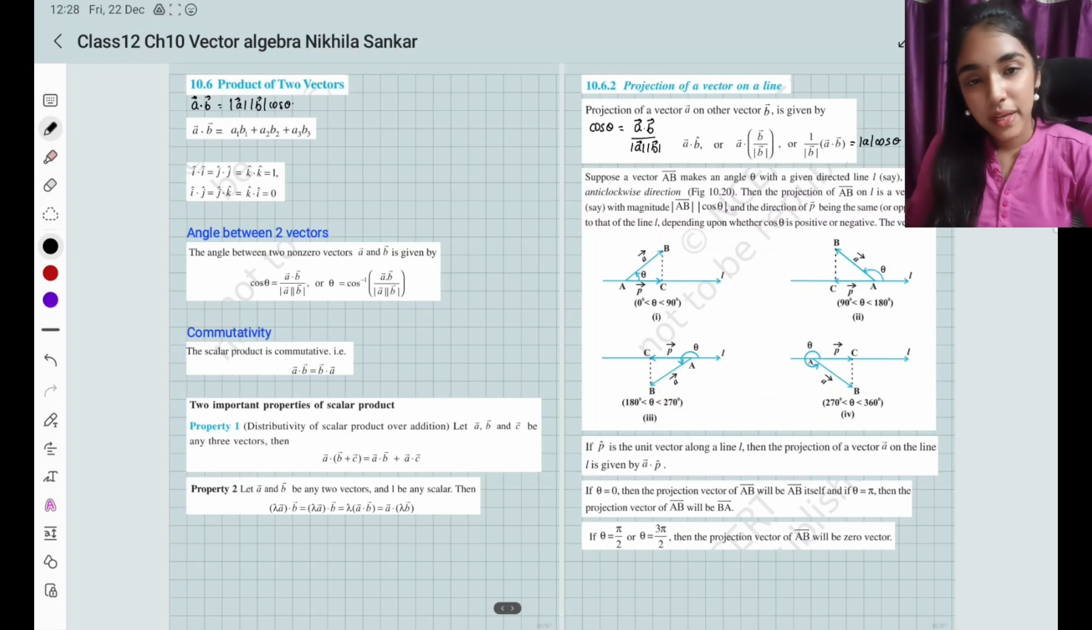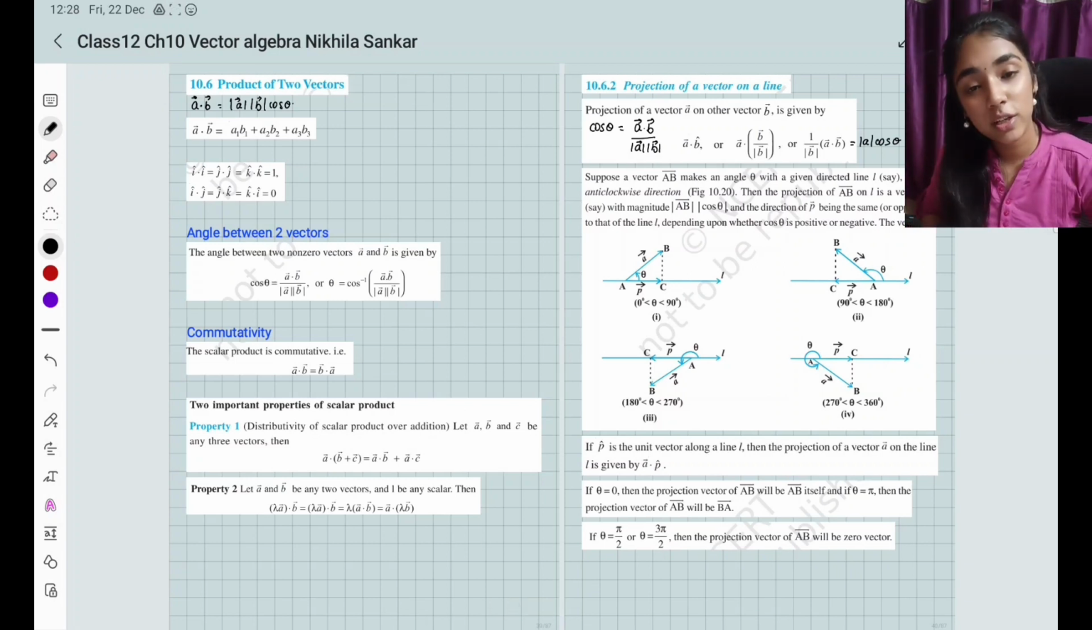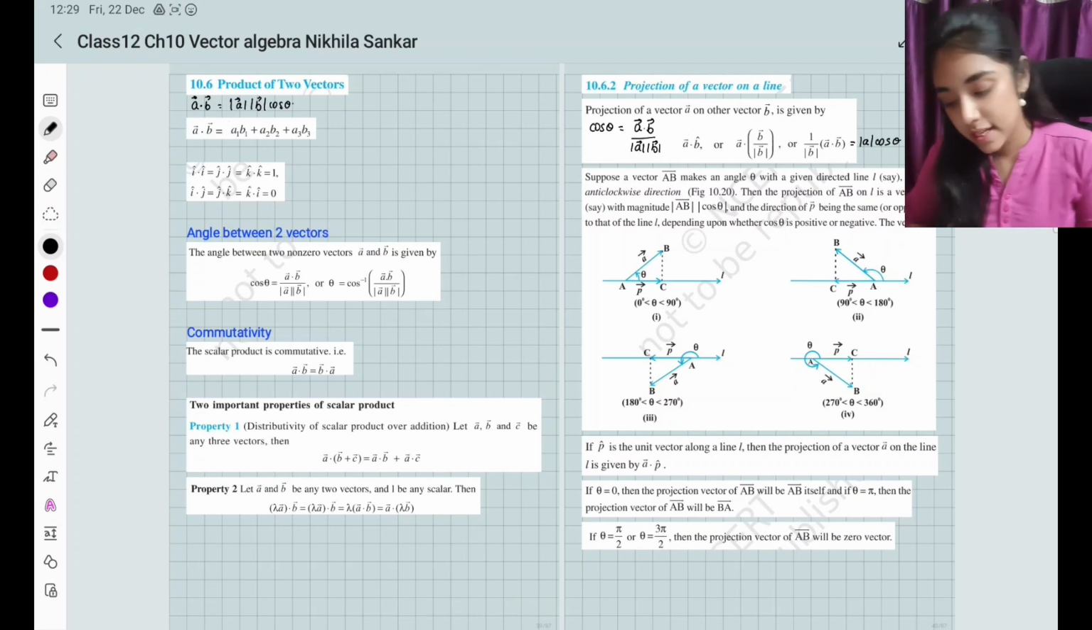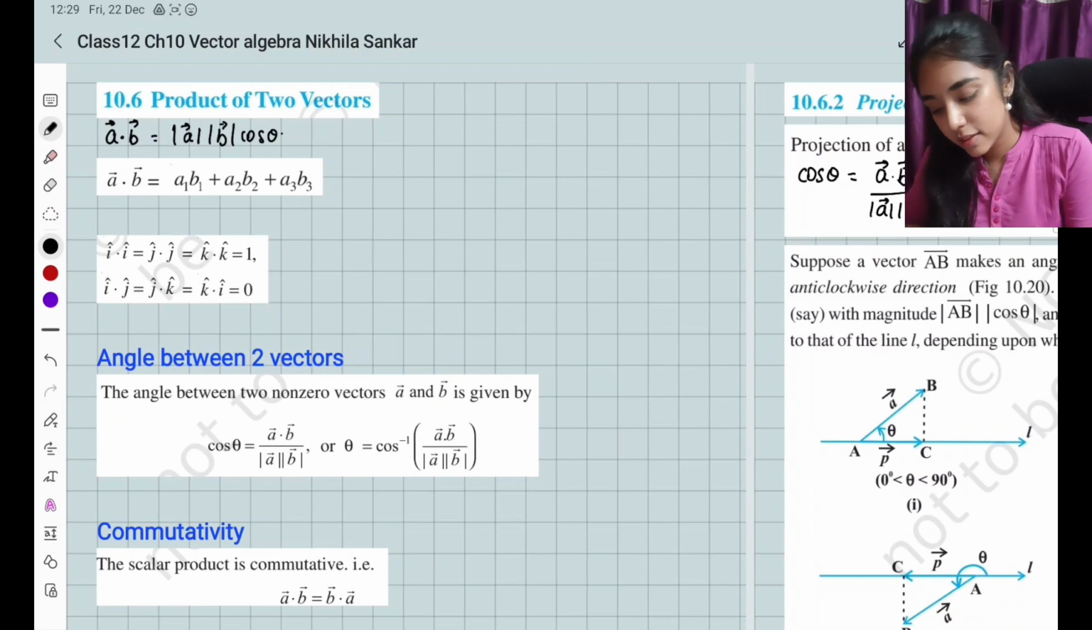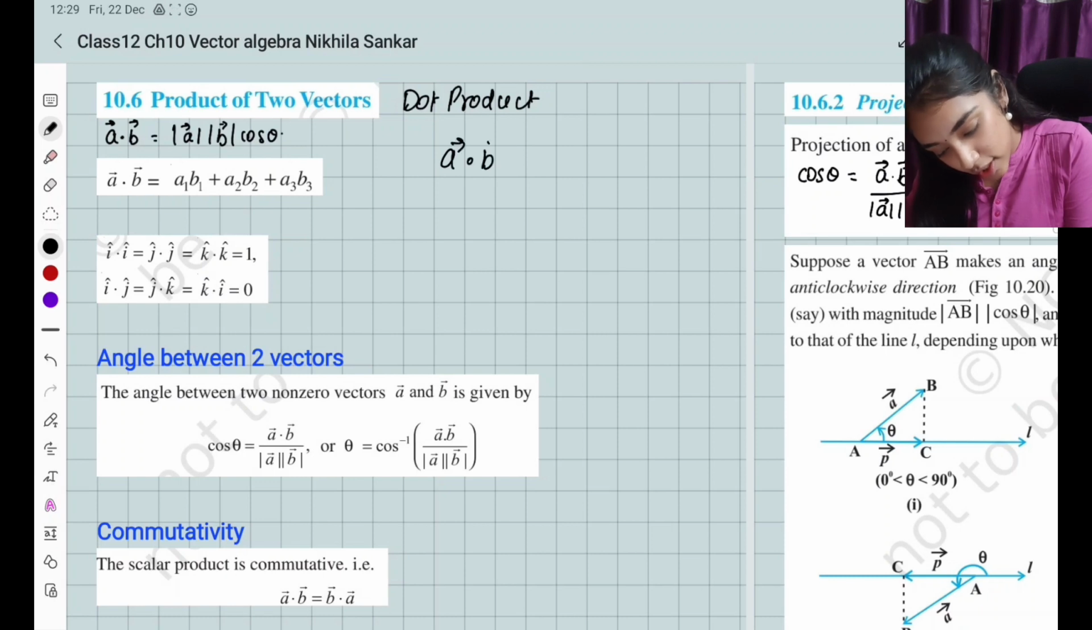Now, next topic என்ன? Product of two vectors. இவ்வளோ நேரம் addition பார்த்தாச்சு, product of a scalar quantity பார்த்தாச்சு, but இப்போ product of two vectors பார்க்க போறோம். Okay? So I have vector A and B. The first one that we are going to see is going to be the dot product. Dot product na enna? A vector dot B vector.